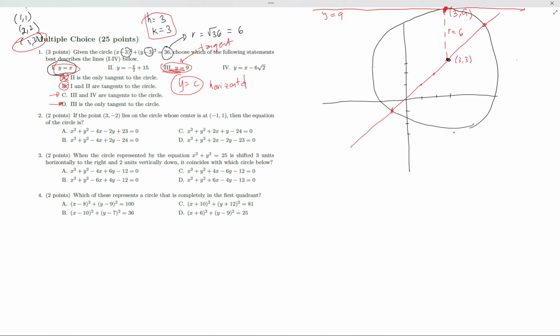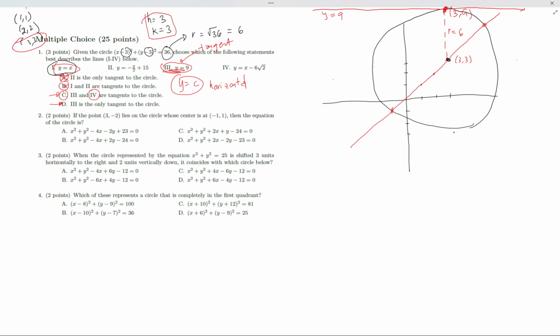We have here that both lines 3 and 4 are tangents to the circle, and maybe it could be that there's only a single tangent line among the choices. So we have to validate that one. Okay, so now let's validate the choice letter C. It says here maybe the line 4 is also a tangent to the circle.